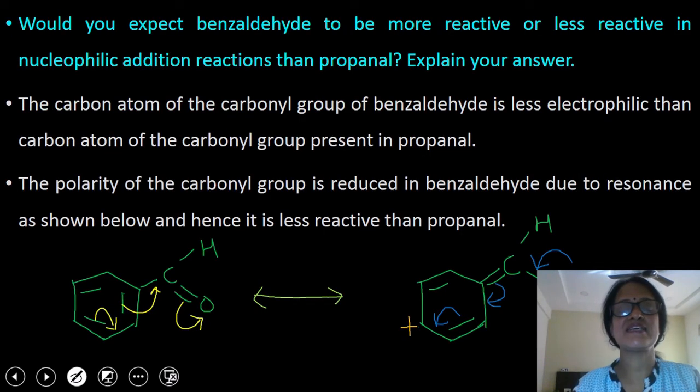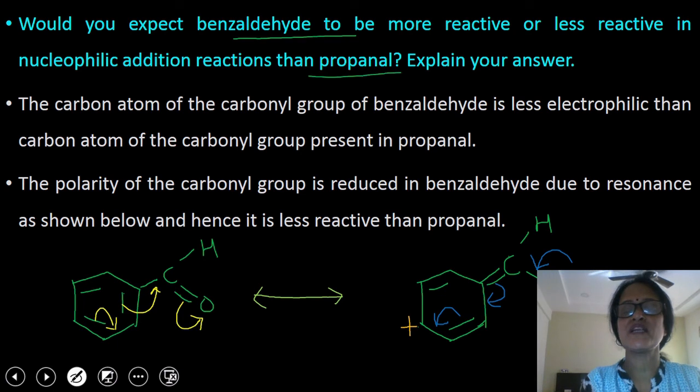Now, in the last, I would like to discuss a question based on the discussions which we have done just now. In this question, they are asking: out of benzaldehyde and propanal, which do you consider to be more reactive? You have to give a reason for your answer also. So here I have drawn the structure of benzaldehyde. Benzaldehyde is C6H5CHO. It consists of a CHO group which is attached to a benzene ring.